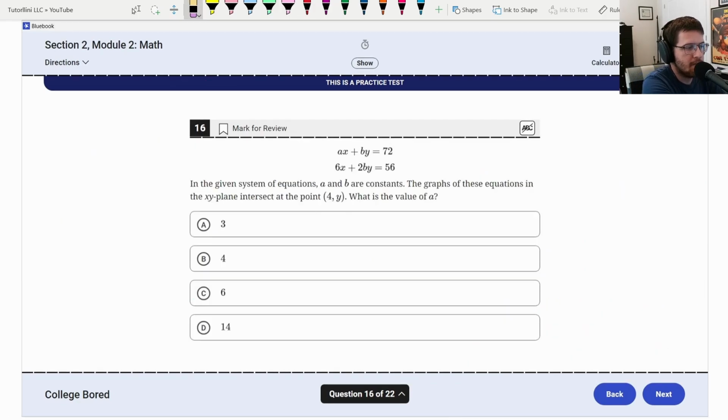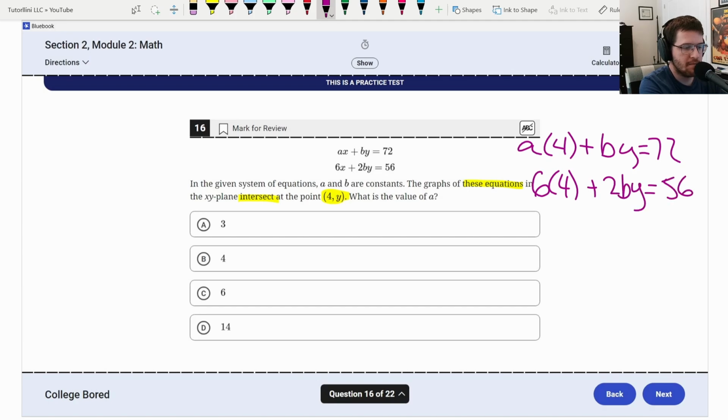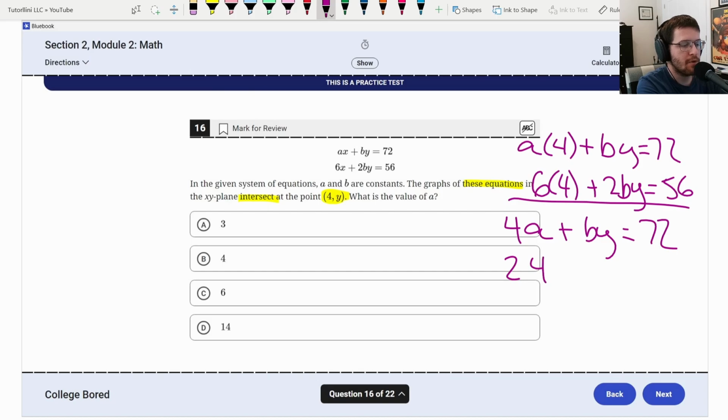Okay, question 16. So they tell us the point 4 comma y. It says both equations intersect there. That means they both are satisfied by 4 comma y. So I'm going to plug in 4 comma y into both equations. So a, x is 4 plus b, y is just y, equals 72. And 6, x is 4 plus 2by, again, y is just y, equals 56. This gives me 4a plus by equals 72. And 24 plus 2by equals 56.